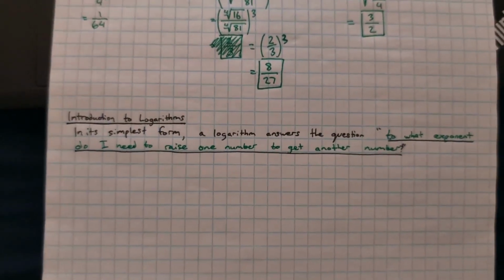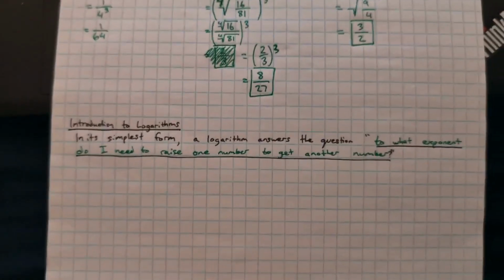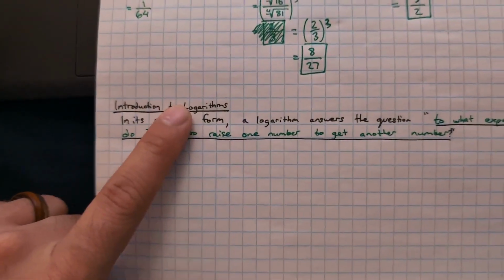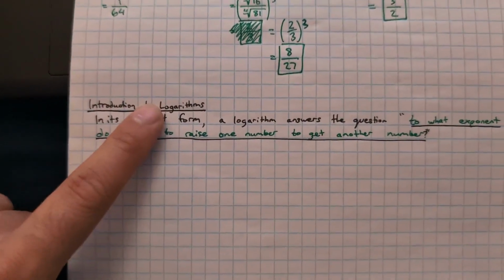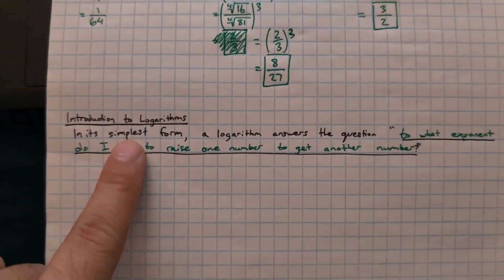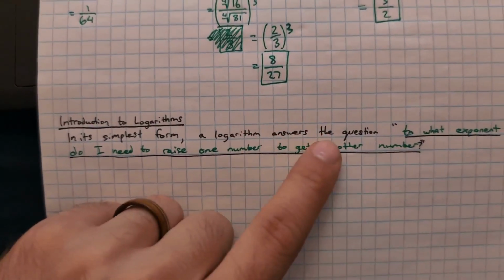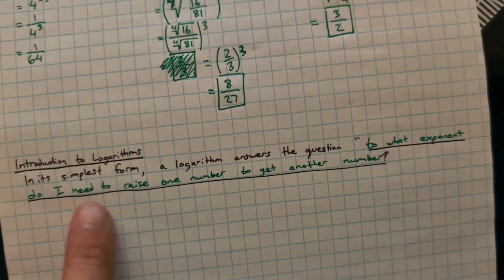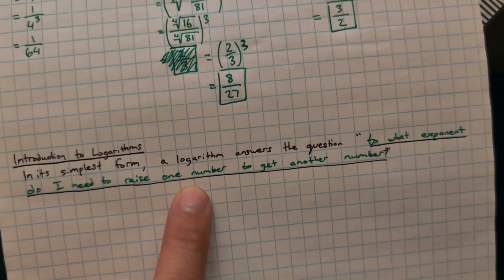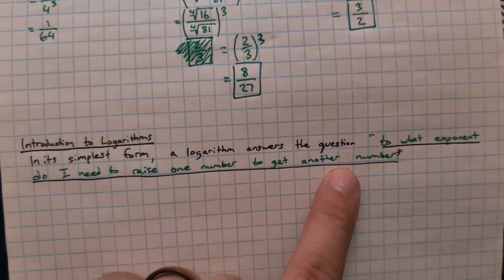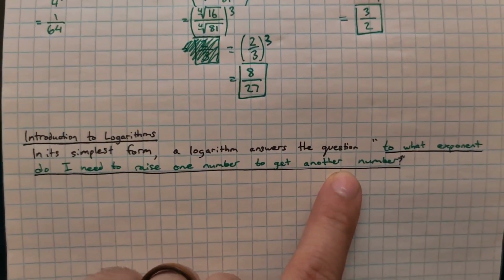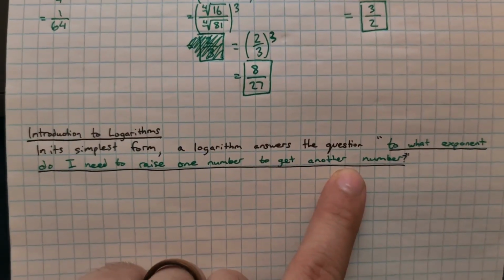And so now that we've done some review of exponentials, we're going to start talking about logarithms. And you can think about logarithms in kind of the simplest form as a logarithm is trying to answer the question, what exponent do I need to raise one number to get a different number? And so we're going to look at a few different examples here.